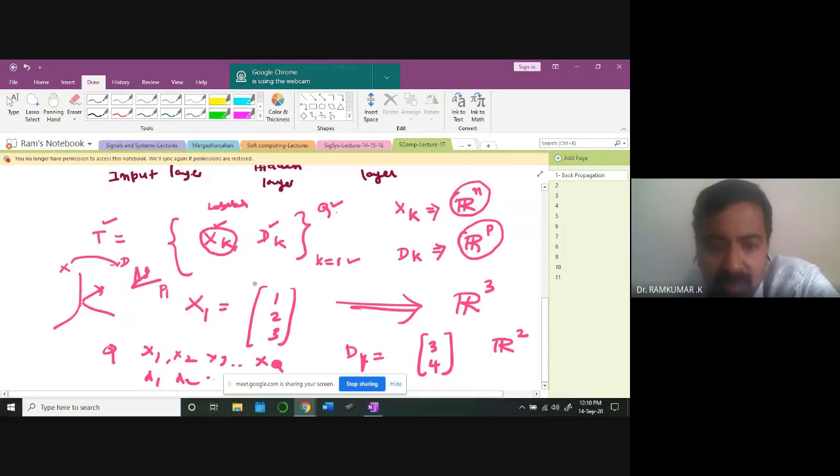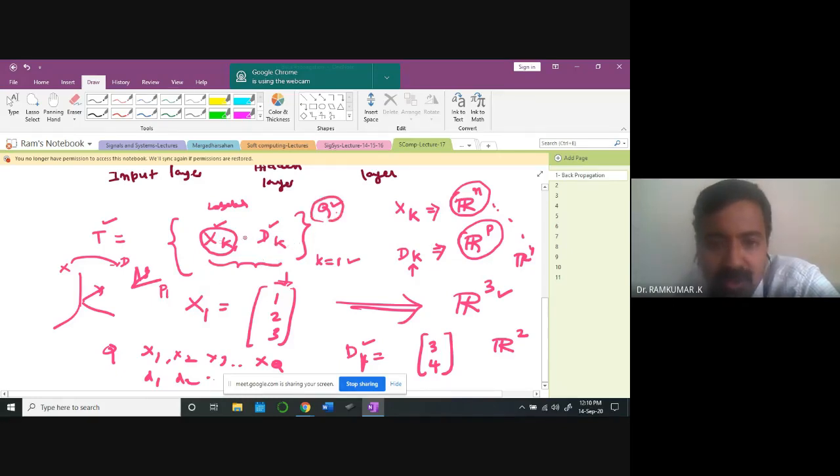Each one is a 3-element vector. If it belongs to R3, it can also be R4, R5, and go up to Rn. Likewise, dk, d1, d2, d3 can go up to dk or p. It is p-dimensional, and it can even be n, no problem. But I have given a different notation: xk, dk indicates the labeled data set that we have here, and we have a few such pairs.